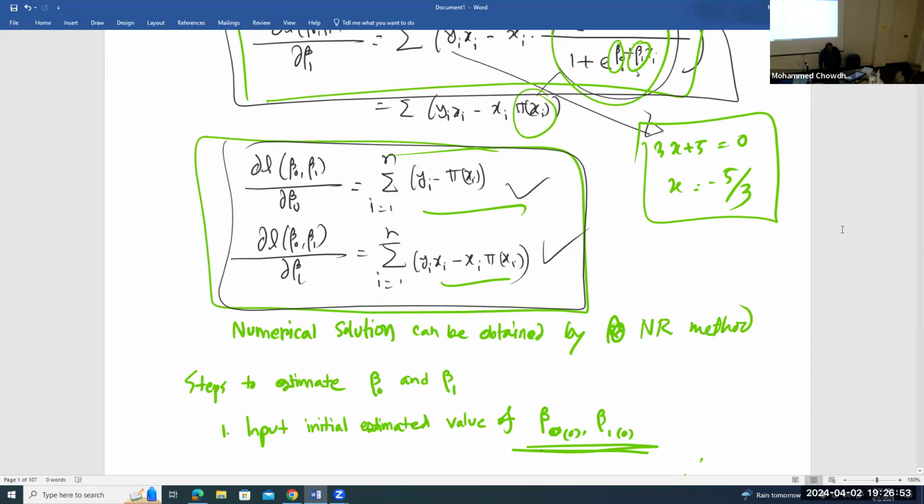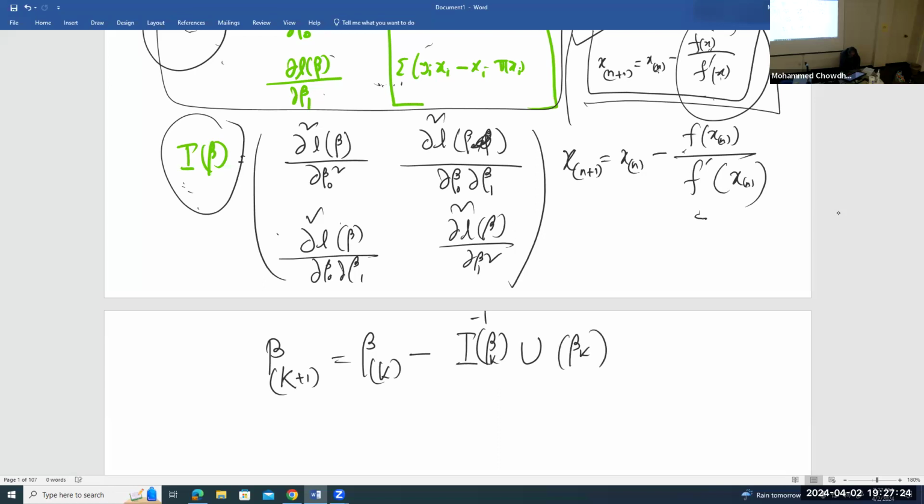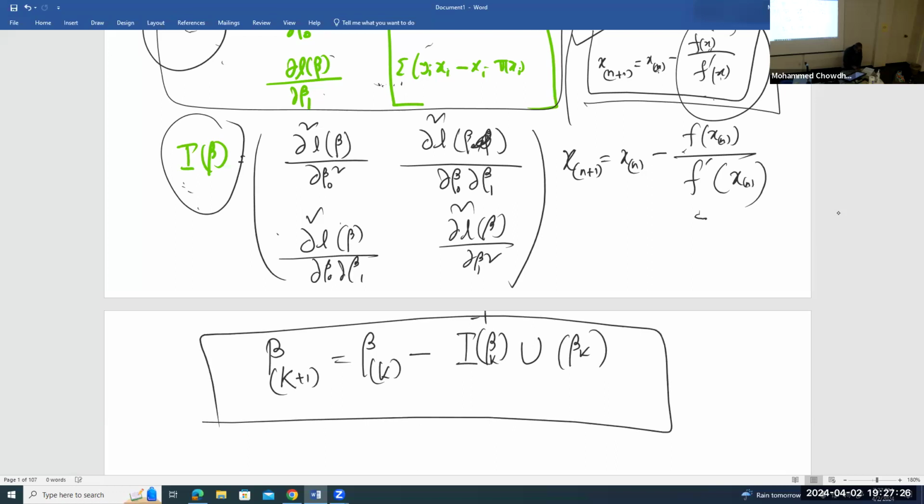I hope you understand this part. Okay, so now this part and that part together, if you plug in, now you have the solution: beta_{k+1} equals beta_k minus I_b inverse times U_b at k. Okay, that is the way the solution has been done.